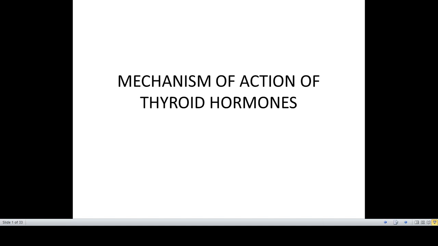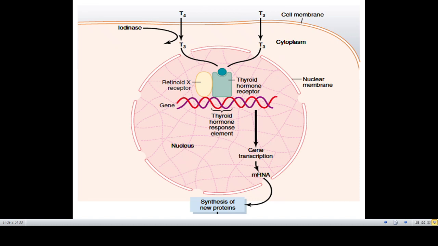Dear students, in the last lecture we studied the synthesis of thyroid hormones and how they are released into the blood circulation when required. In today's lecture we'll continue with the mechanism of action of the thyroid hormones.